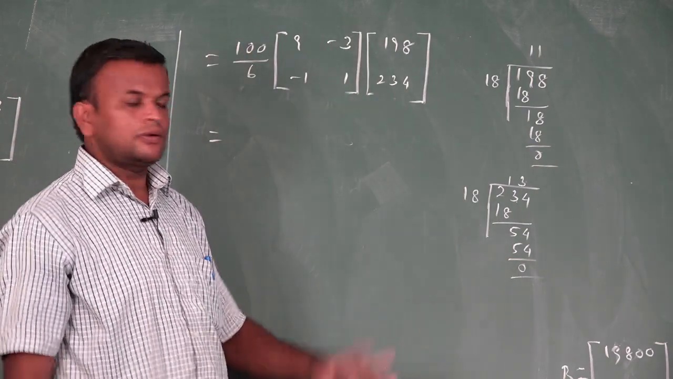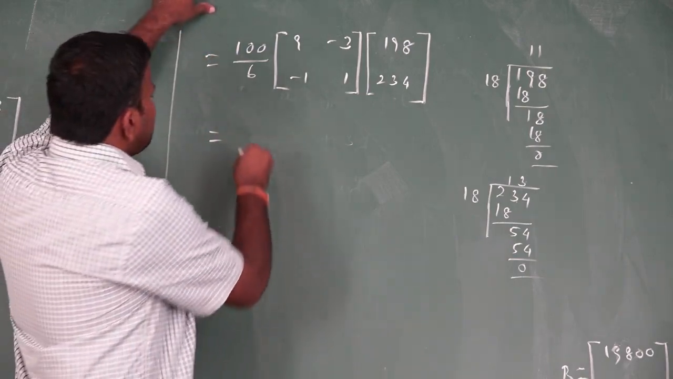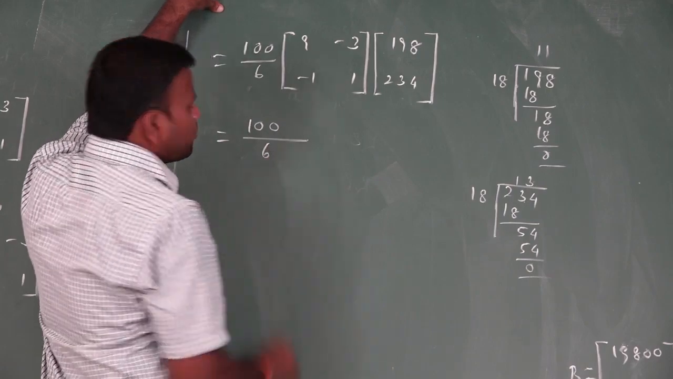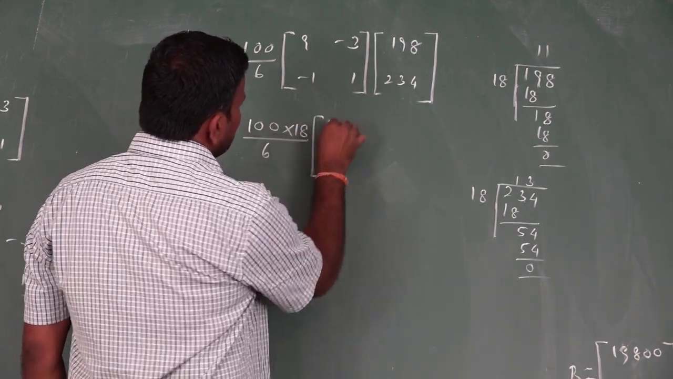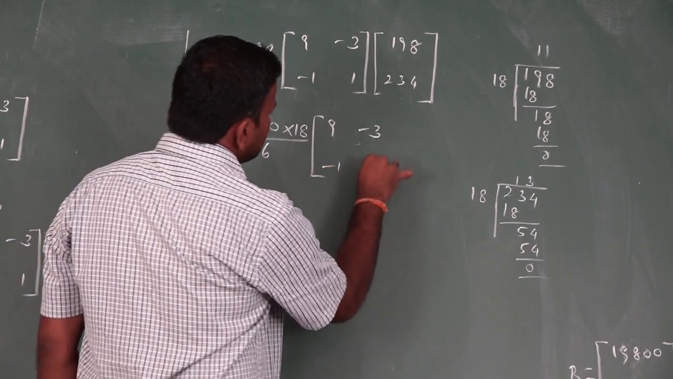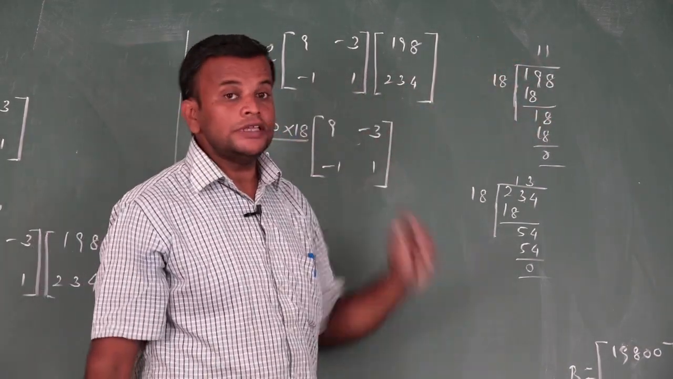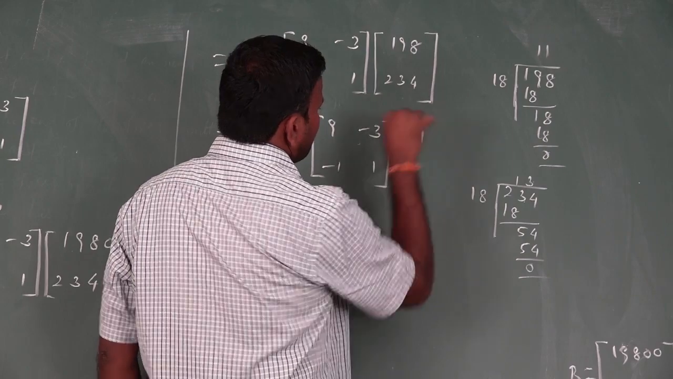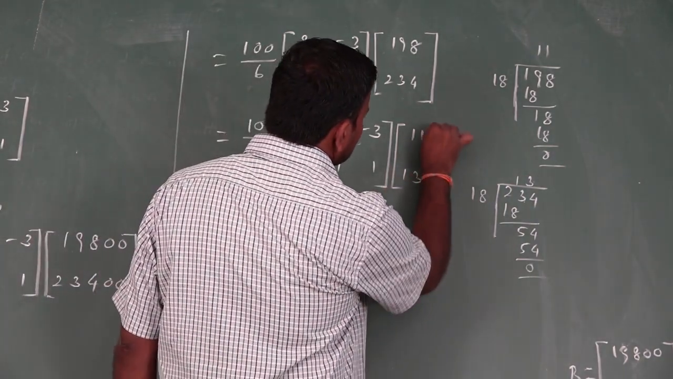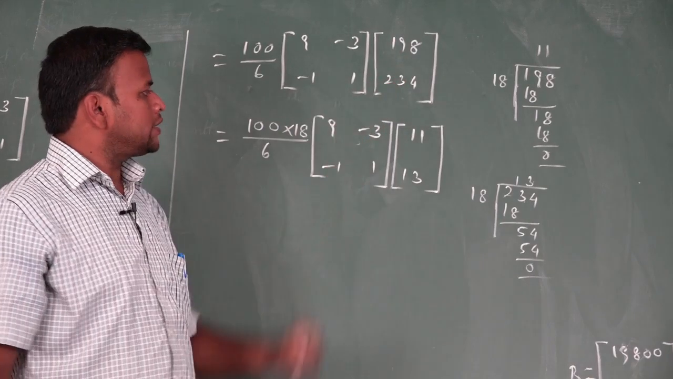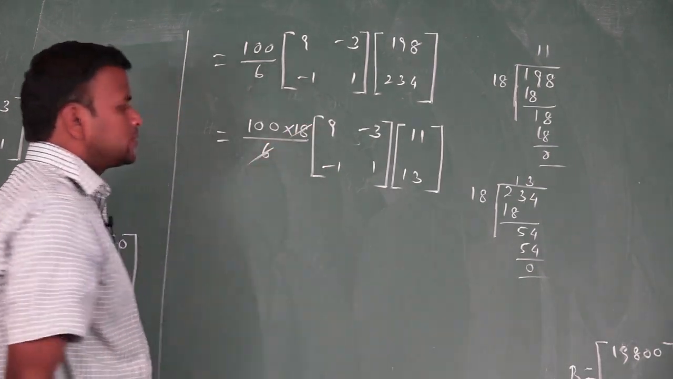Or, sir, I could directly multiply the numbers. But if we take the common number outside, the simplification is easy. So already 100 by 6 is common. Now we will take the number 18 outside also. The first matrix has no change: 9, minus 3, minus 1, 1. And 198 becomes, in 198, 18 is taken outside, the remaining is 11. In 234, 18 is taken outside, so the remaining is 13. We multiply 18 into 11 is 198, and 18 into 13 is 234. There is a chance to cancel in 3 times.